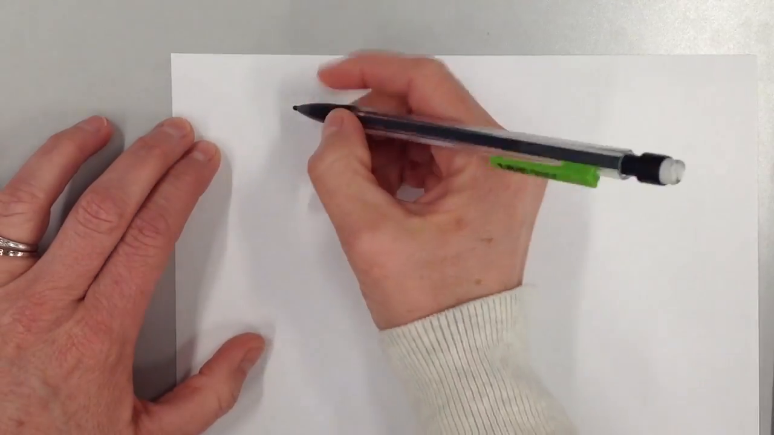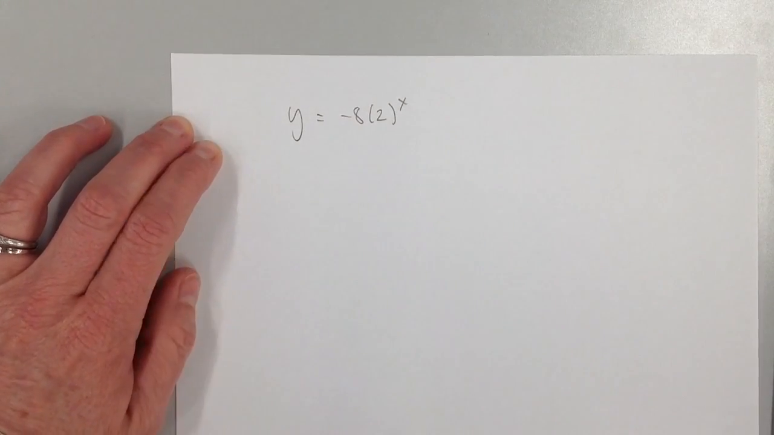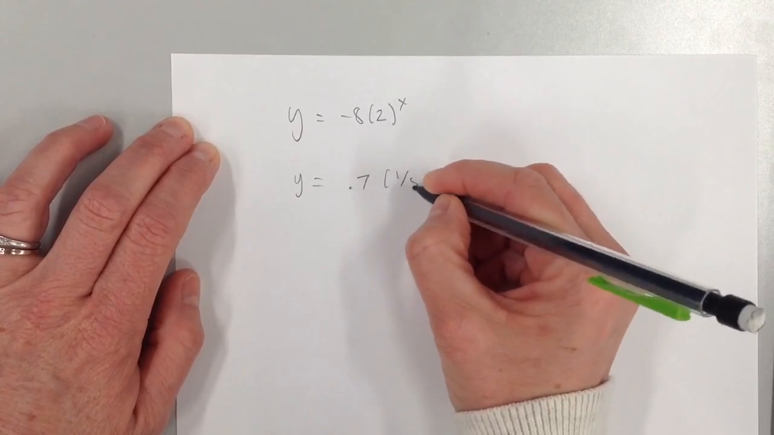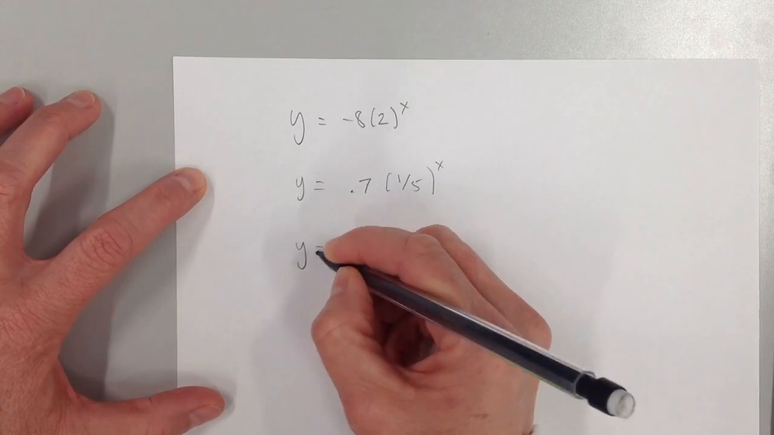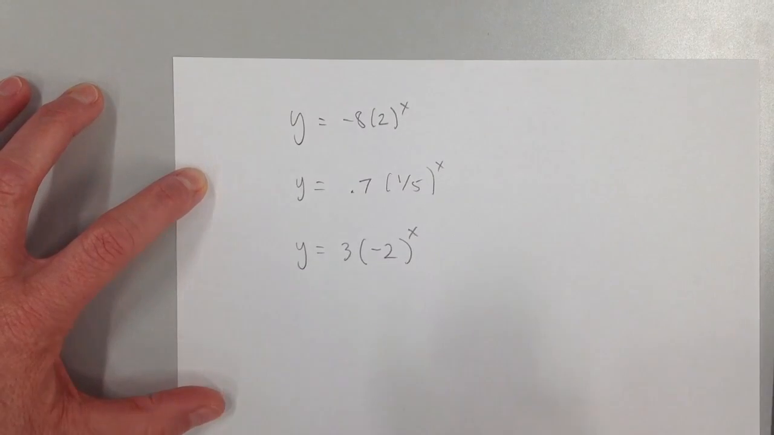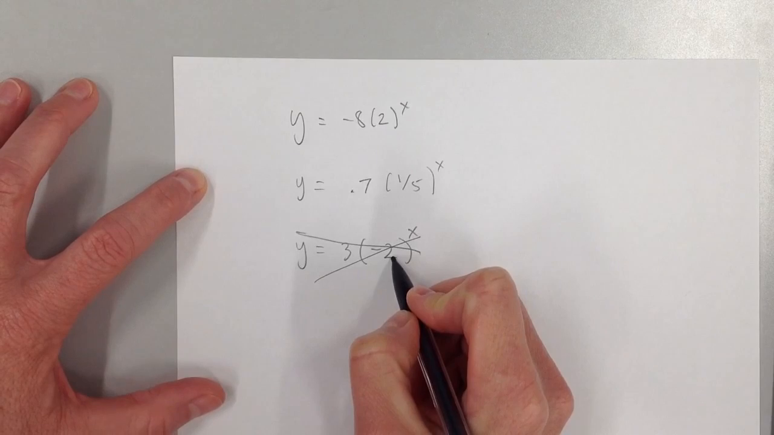So for example, an exponential function could be, say, y equals negative 8 times 2 to the x. That's an exponential function. y equals 0.7 times 1/5 to the x. That's an exponential function. If I have y equals, say, 3 times negative 2 to the x, that is not an exponential function because the base can't be a negative number.